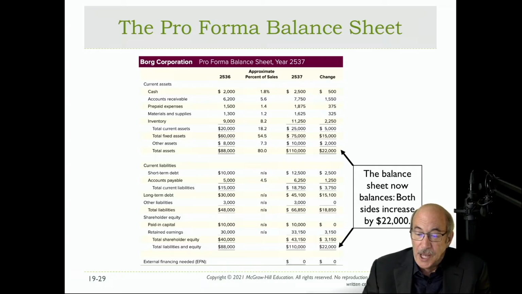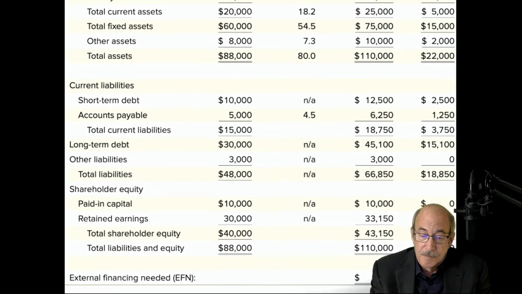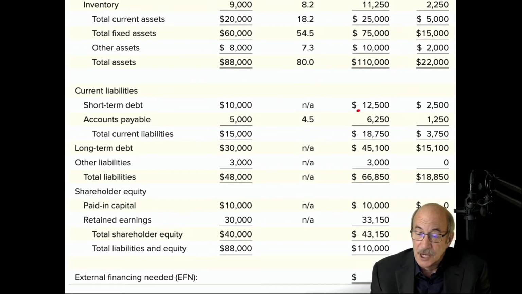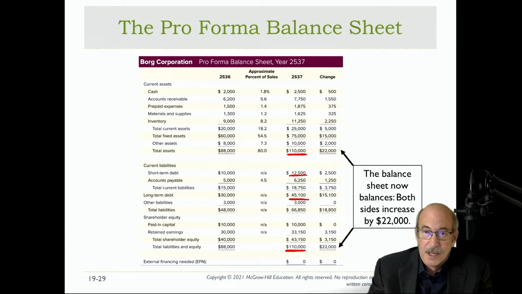So when we do that, right here, we've got our short-term debt going up by 2,500, and we have our long-term debt going up by 15,100. And lo and behold, now our liabilities and equities balance with our asset side of the balance sheet, and all is good in the world. Okay. And then we could go on to the next year.